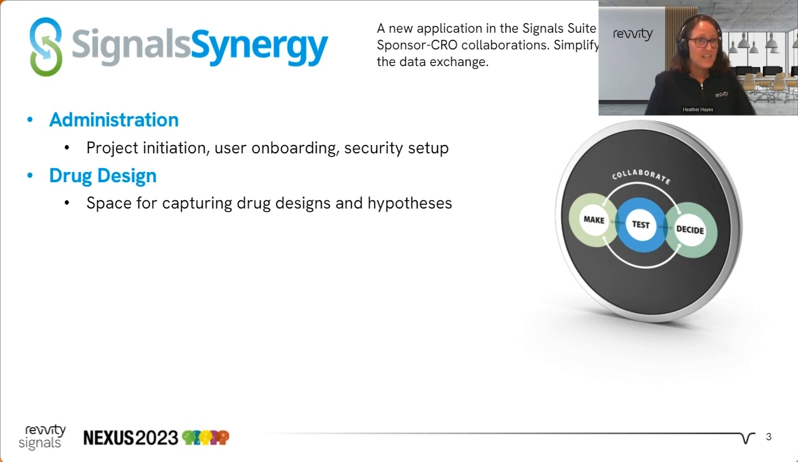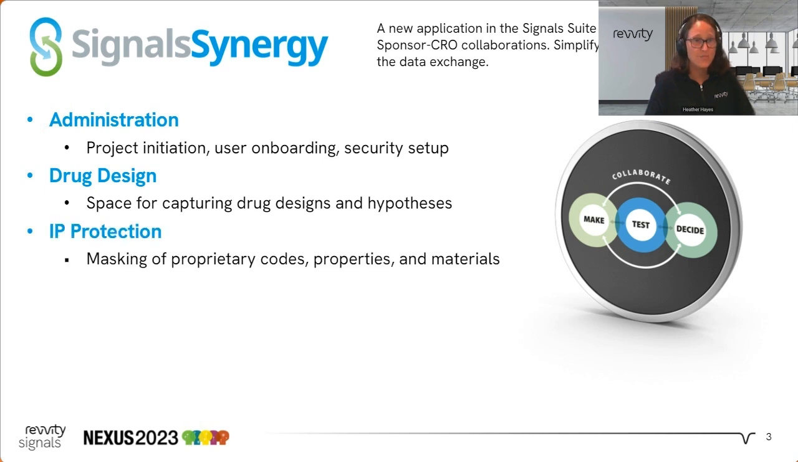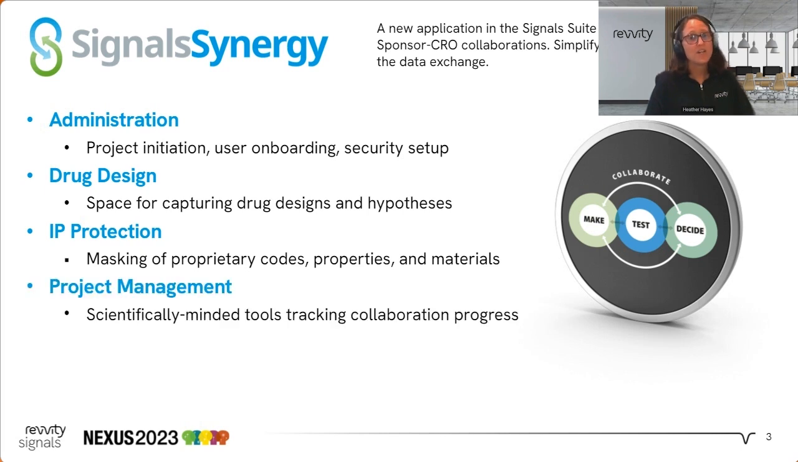Drug design. Sponsors need a place for capturing drug design. So at the very beginning, what are your designs for your small and large molecules? A place to gather that data, prioritize the right leads from the very beginning, and track the work done on each. IP protection. When working with external collaborators, there's an added need for masking of proprietary properties. Maybe that's your material IDs or your project codes, other information that really should remain internal only, while retaining your data organization and searchability. And this can really be a challenge.